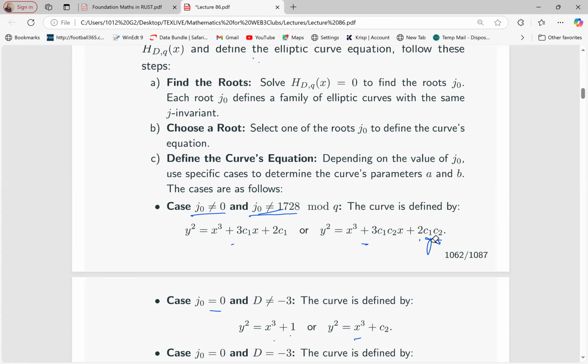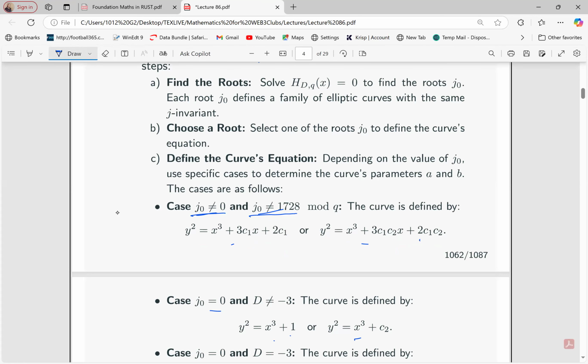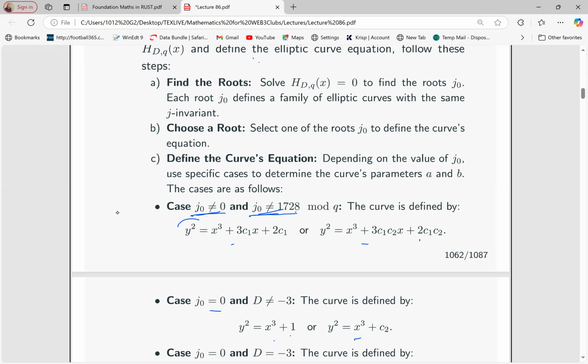Now we've just calculated C1 and obtained 2, and our J naught was not equal to 0. So let's try this form. y squared would be x cubed plus, C1 is 2, 2 times 3 will be 6. Remember, we are doing it mod 5. 6 mod 5 is 1. And then 2 times 2 will be 4, because C1 is 2. So we arrive at this curve.